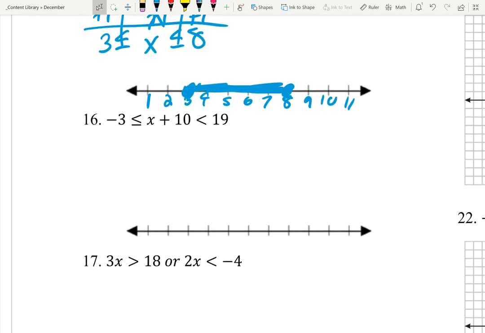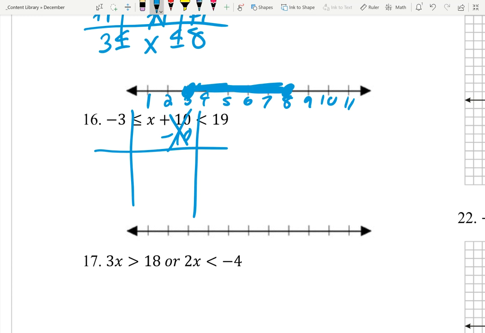Let's try it again. Let's try number 16. So 16, same idea, right? There are 3 sides. You have a left side, a middle, and a right. We want the x to be by itself in the middle. So in order to get this x by itself in the middle, I have to move the 10. So we're going to subtract 10 to cancel it out.